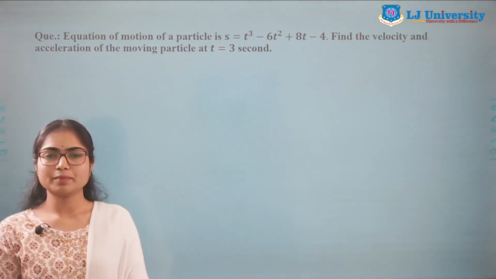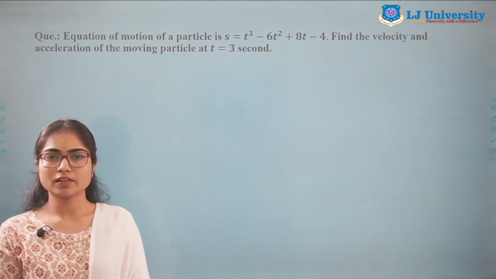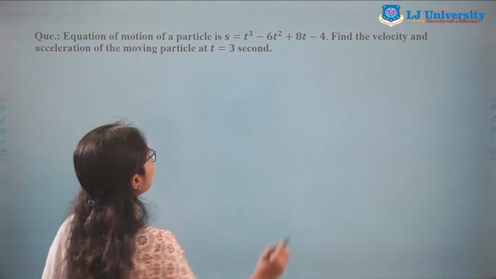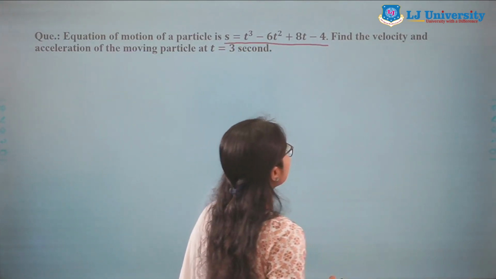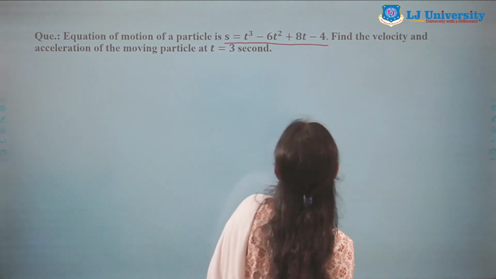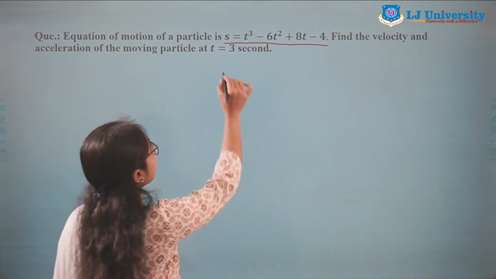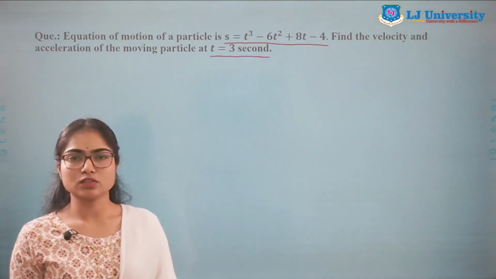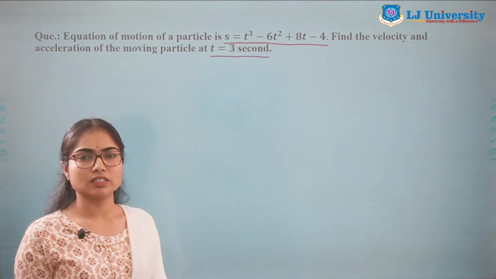Based on one of the applications of derivative, that is rate of change. Let's do a question. The equation of motion of a particle is s equals t cube minus 6t square plus 8t minus 4. Find the velocity and acceleration of the moving particle at t equals 3 seconds. Here we have to calculate velocity and acceleration at t equals 3 seconds.